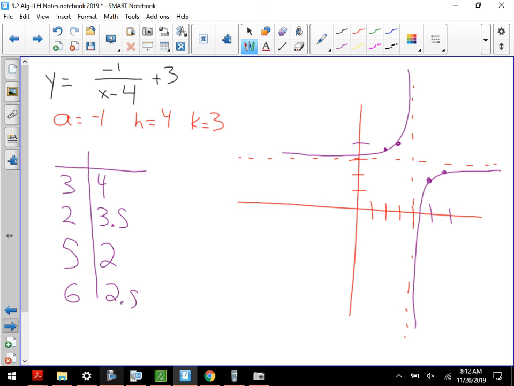Flip in a way like this, so it goes towards each other? Not with the rational function. That's something different. We'll look at those after Thanksgiving. Those will be what we call ellipses.